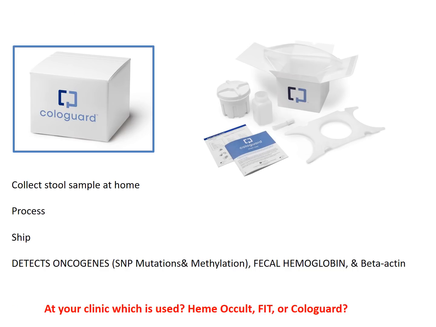And then the newer test on the market, Cologuard. This is a test where stool is collected at home. It's shipped back to the company, and then that company actually can not only detect fecal hemoglobin, but also can detect a number of different mutations of genes which are associated with colon cancer.